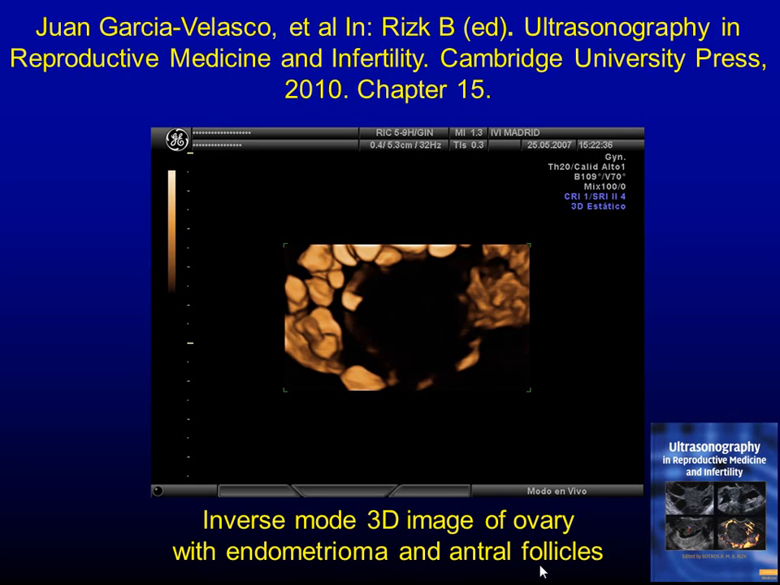This is an inverted mode on the GE software that shows you the endometrioma is black now, rather than white as in the previous one, and shows you each follicle like that. So this woman is very fortunate. Why fortunate? Because she has 16, 18 antral follicles.